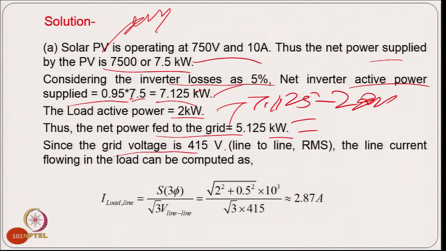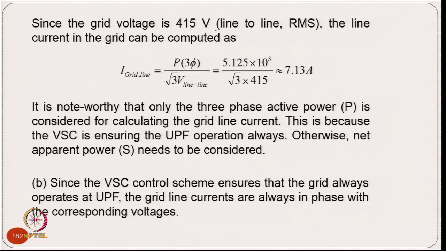Since the grid voltage is 415 line to line RMS, the line current flowing to the load will be S divided by root 3 V line. So, putting the values of active power and reactive power of the load, the load line current comes to 2.87 ampere, and we can find out the grid line current for line RMS. So, we have the active power divided by root 3 V line. So, we have the active power and then we have the voltage. So, we get 7.313 ampere.